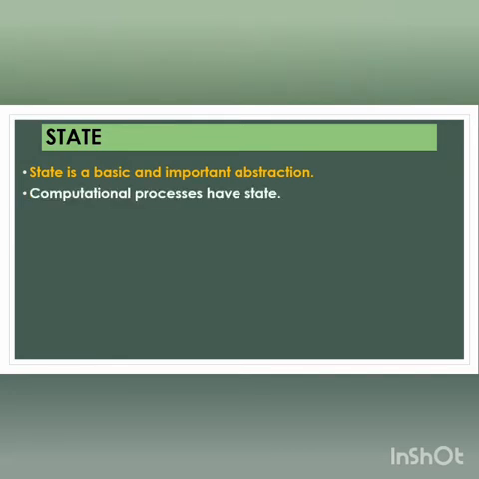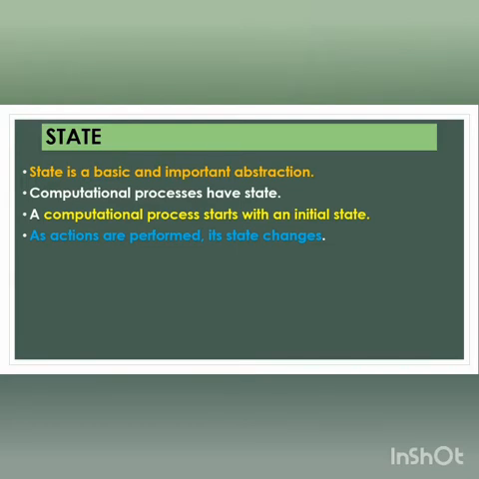Computational processes have state. A computational process starts with an initial state. All the variables will have a starting value before execution. That starting value is called the initial state. Then, during the execution of the program, we will do some computation, that is, some calculations. At that time, the state may vary. The values of the variables will change and produce the result. That result is called the final state.